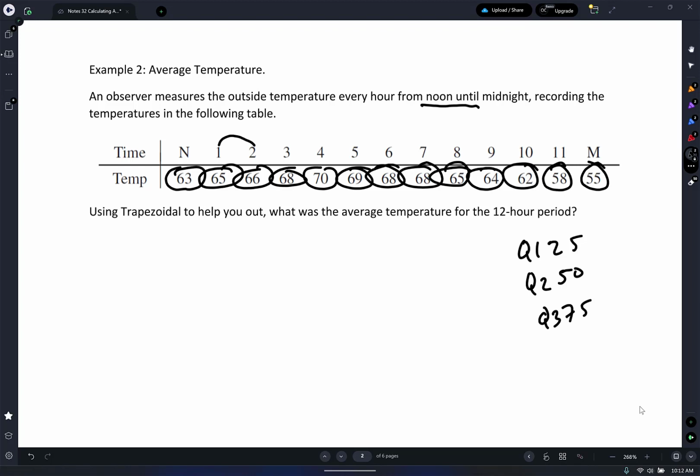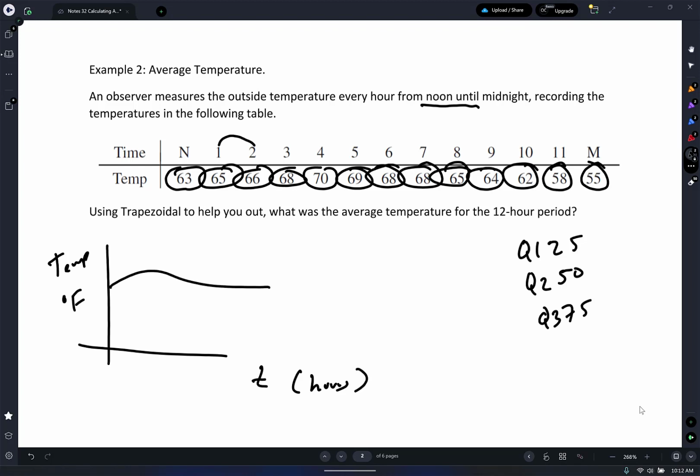Let the units help you out. The units here are just going to be degrees, since we're doing average temperature. Here's your time in hours, and here's your temperature in degrees Fahrenheit, since those are way too warm to be Celsius. When you find the area under this curve, it's going to be degrees Fahrenheit times hours.